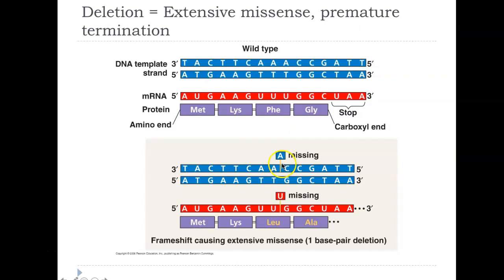And then a deletion, same thing. If an A gets deleted, the reading frame then gets shifted over to the right because you're reading the codons 3 at a time, and then you end up with different amino acids. So that's called a frame shift mutation.